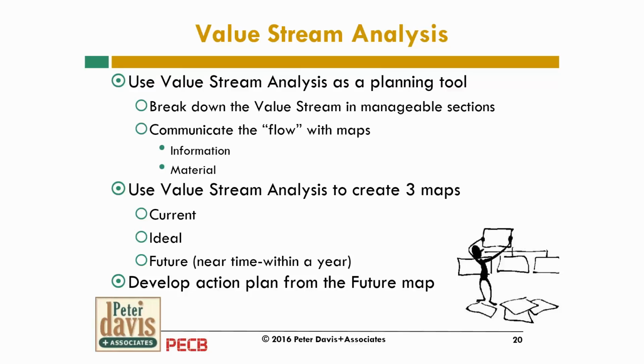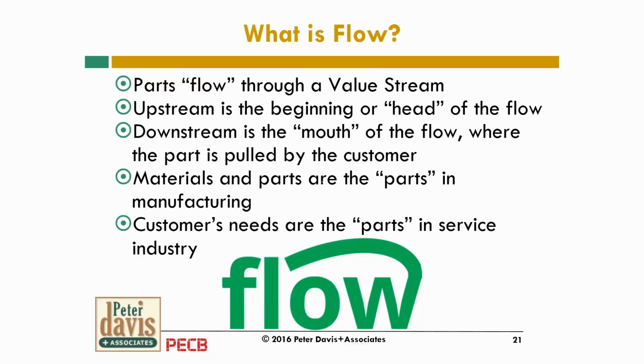So we've done value stream. Next thing we do is flow. So parts flow through a value stream. In our case, we're talking about services. So in our case, customer needs are the parts in the service industry, just as materials and parts are the parts in manufacturing. But we still have upstream, which is the beginning or head of the flow, so where it's coming from, and downstream, which is where the part is pulled by the customer.